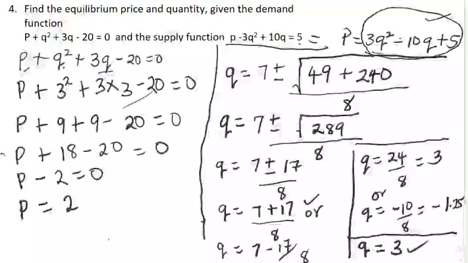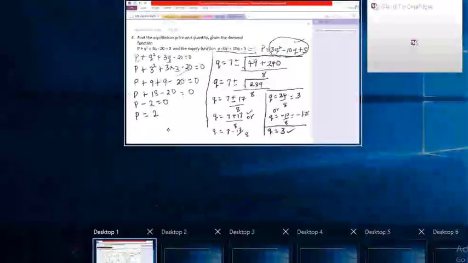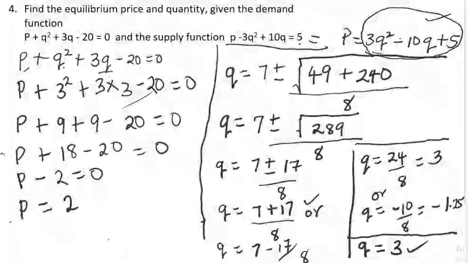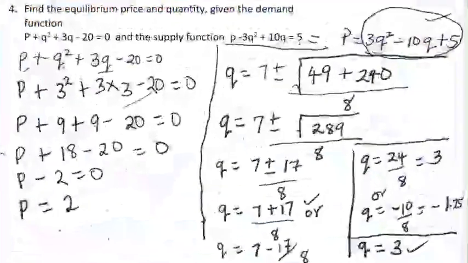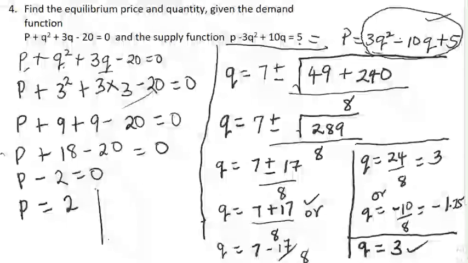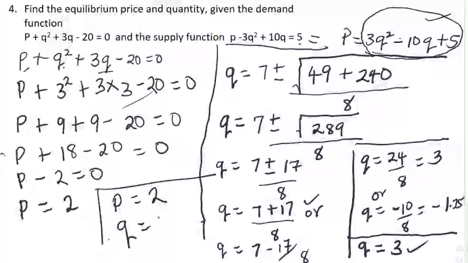They say we should find the equilibrium price and quantity. Let me write out the answers again. The equilibrium price equals 2, and the equilibrium quantity equals 3.